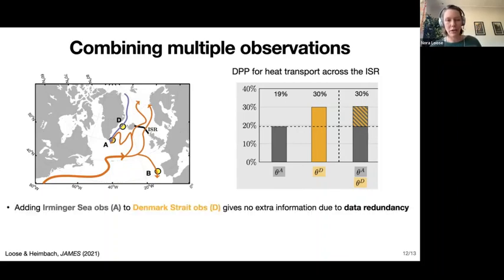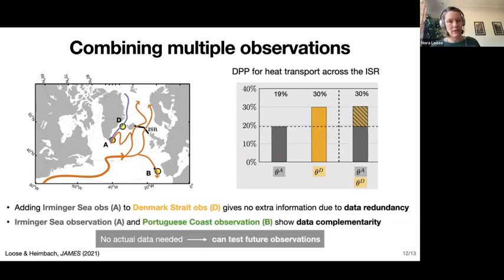So in summary, adding the Irminger Sea observation to the Denmark Strait observation gives no extra information in this example due to data redundancy. If we instead had considered adding a mooring here close to the Portuguese coast, right, at location B, we would find that the Irminger Sea observation A and the Portuguese coast observation B are very complementary in their information content. Again, the actual data is not needed to assess this data redundancy versus complementarity. So we can test it for future observations.